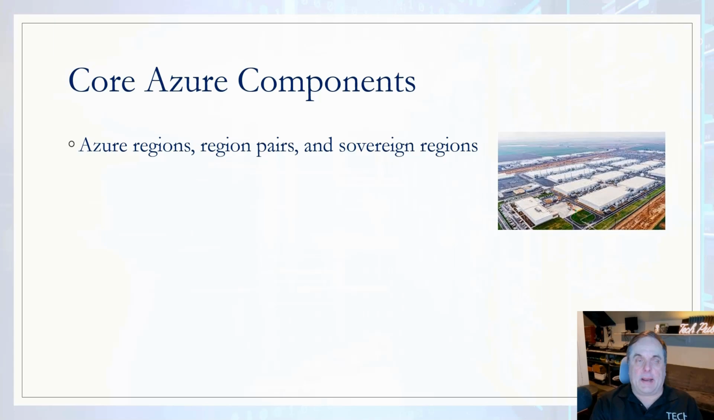First off, we've got Azure regions, region pairs, and sovereign regions, all important pieces of the AZ-900 exam. We're going to go through all these different definitions coming up, but it's important to know what the components are as well, such as availability zones, Azure data centers. As you see off to the right, there's a picture of an Azure data center complex.